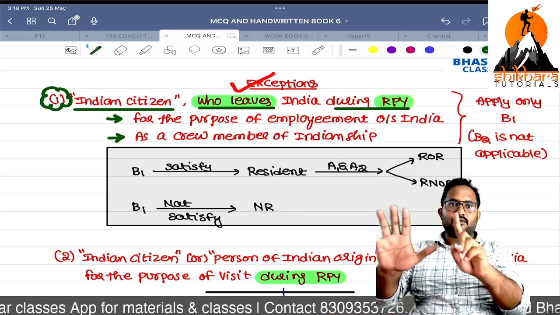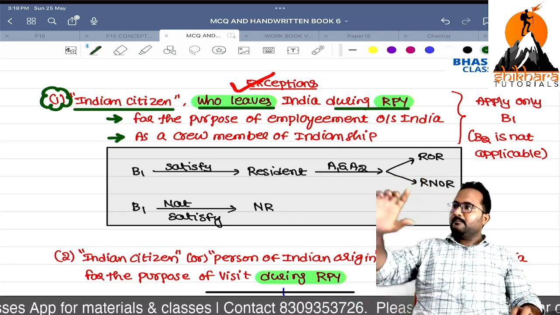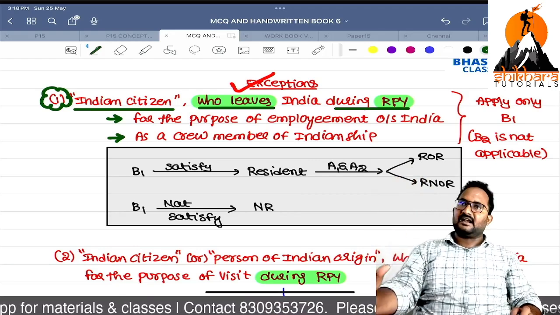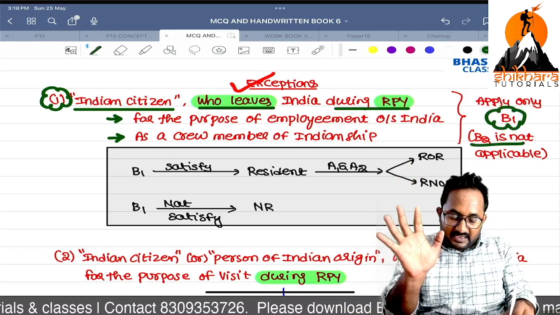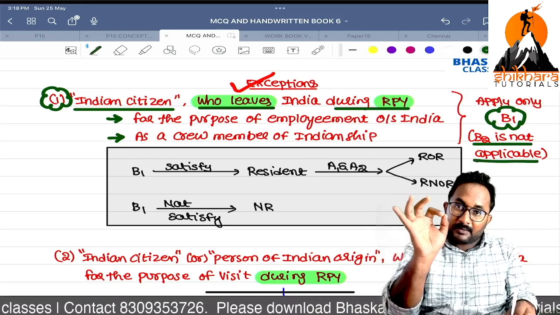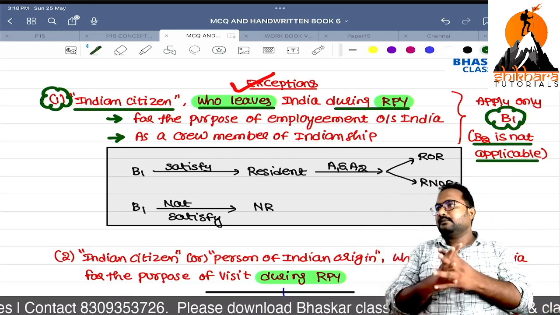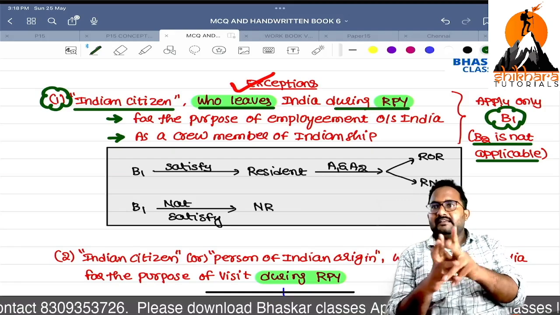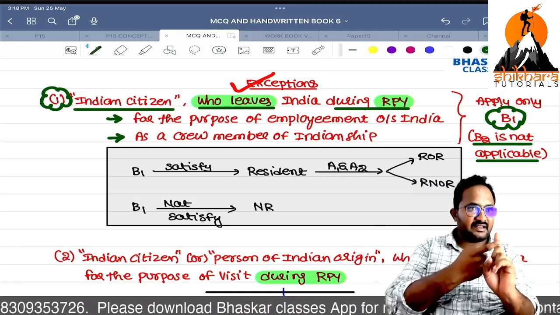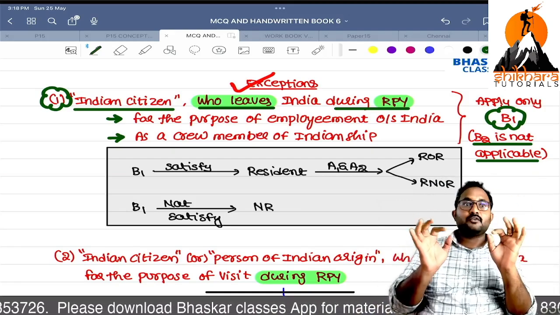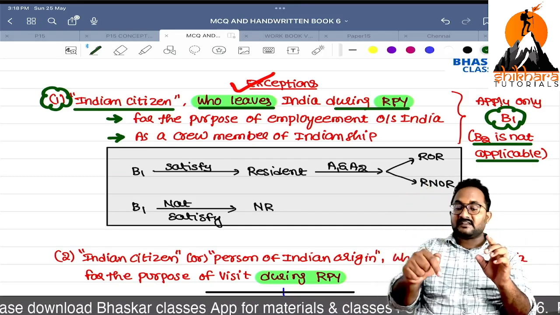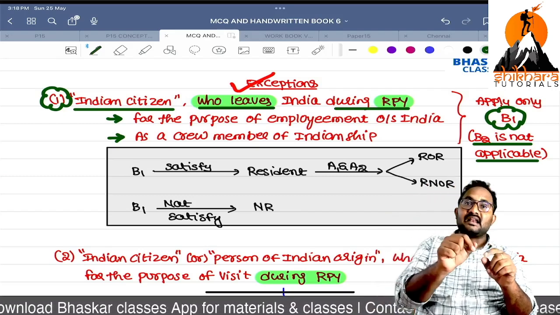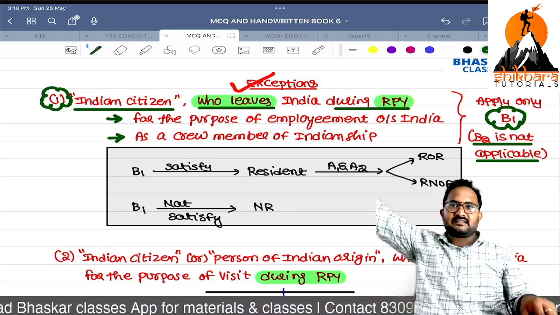Generally, what conditions are applicable? Basic condition 1 or basic condition 2. Here, just apply basic condition 1. Basic condition 2 is not applicable. So, exception 1 is applicable for an Indian citizen who left India for the purpose of employment outside India or as a crew member of an Indian ship, in which year? He left India during the relevant previous year. Two years back, one person left India, sir.